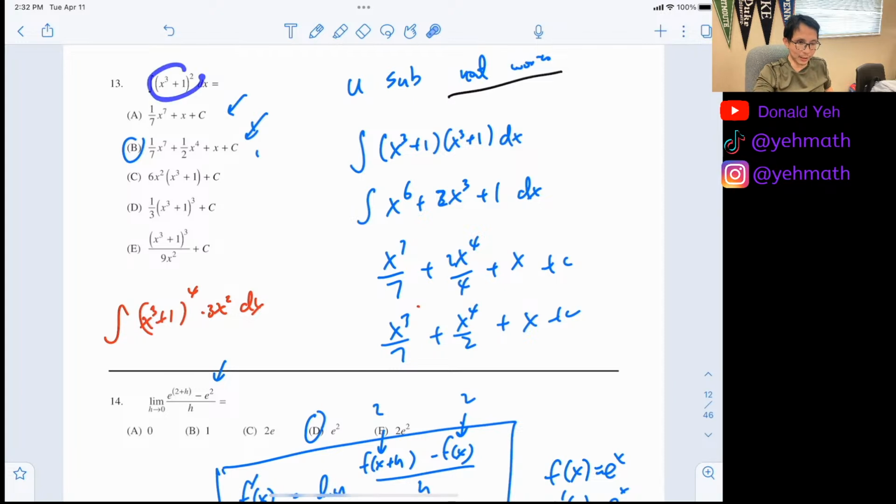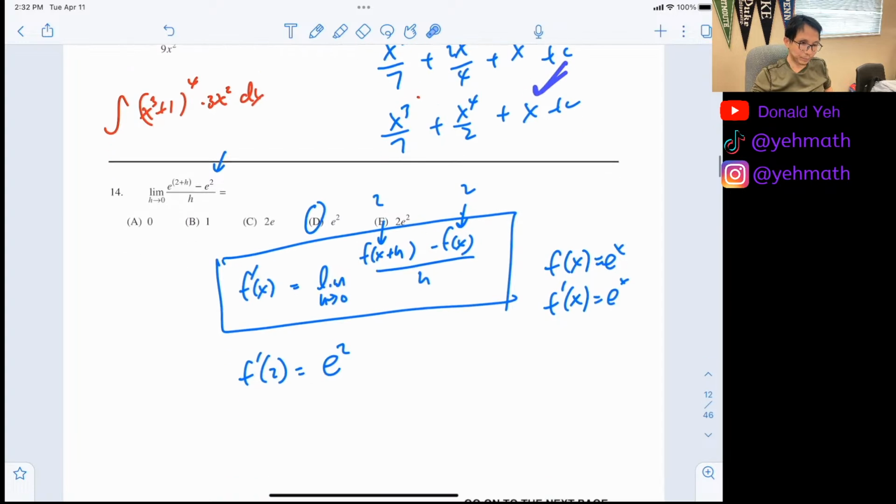Do not say x to the 6 plus 1, because you kill a kitten. You actually write it out like this. Expand them properly. Your algebra has to be sound in order to do well on the AP exam. And then you just integrate that and you're done.